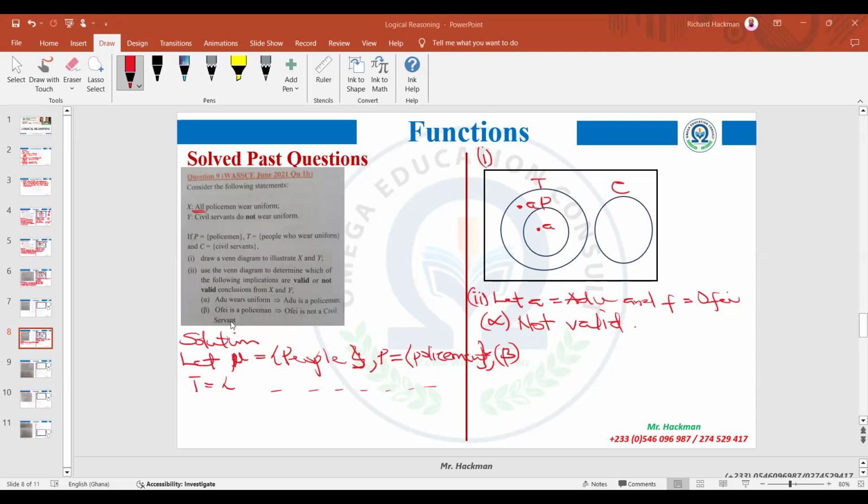So let's place Ofe, F. What will be the possible regions for F?